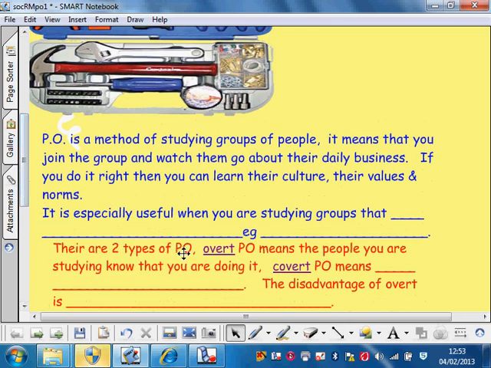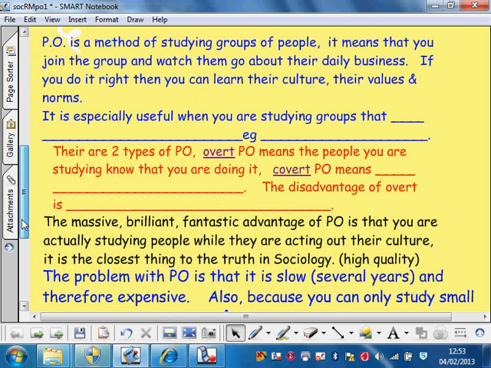There are two types of participant observation. There's overt PO, which means the people you are studying know you're doing it. You're watching them, they know you're watching them. Covert PO means you're undercover. They don't know they're being observed. The disadvantage of overt is it can be dangerous, and there are ethical problems as well, but we'll come back to ethics in a future lesson. You know, it's dangerous and there are ethical problems.